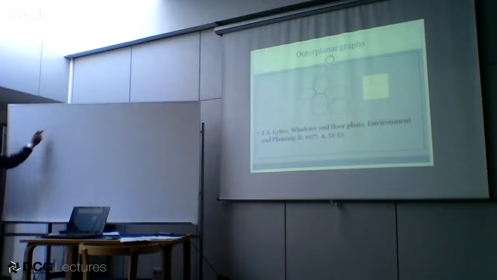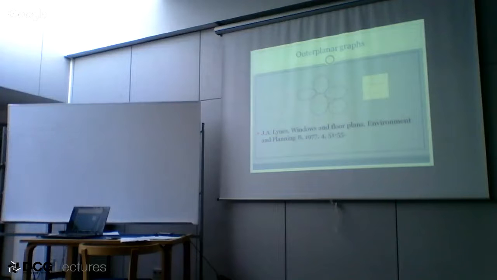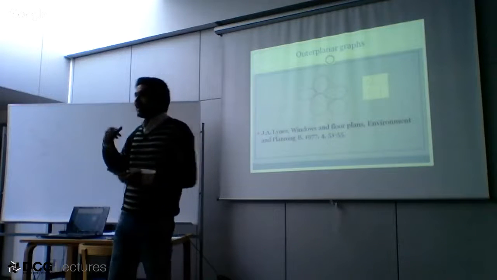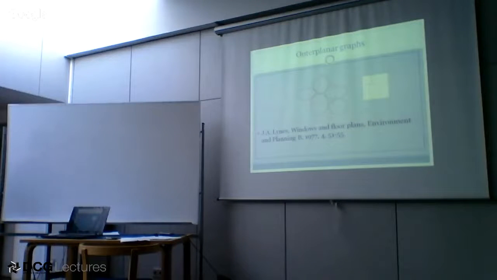Now if all the vertices of the graph belong to the exterior region, like here the vertices are v1, v2, v3, v4, v5, so all 5 vertices belong to the exterior region, then we call it an outer planar graph. This graph is very interesting in architectural design because it guarantees the existence of windows for each of the rooms, because each of the vertices is connected to the exterior.